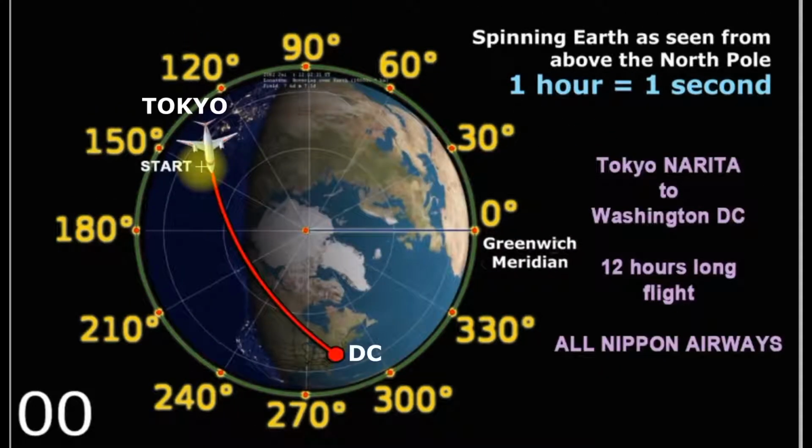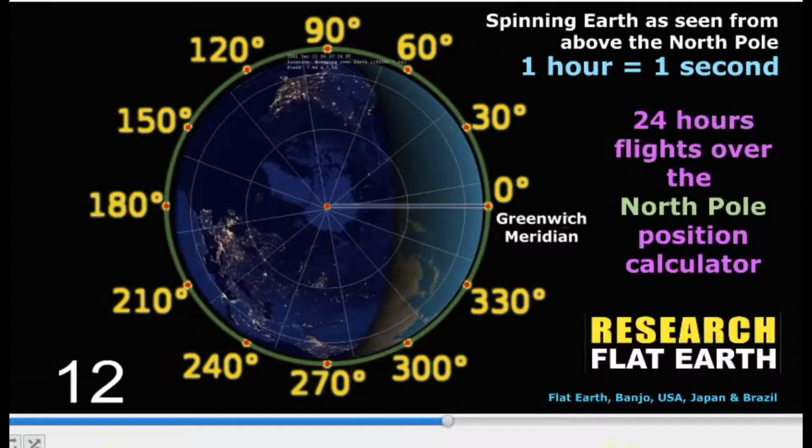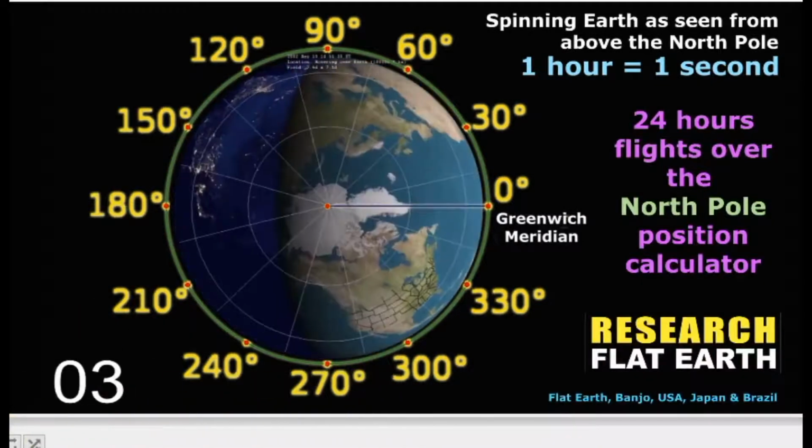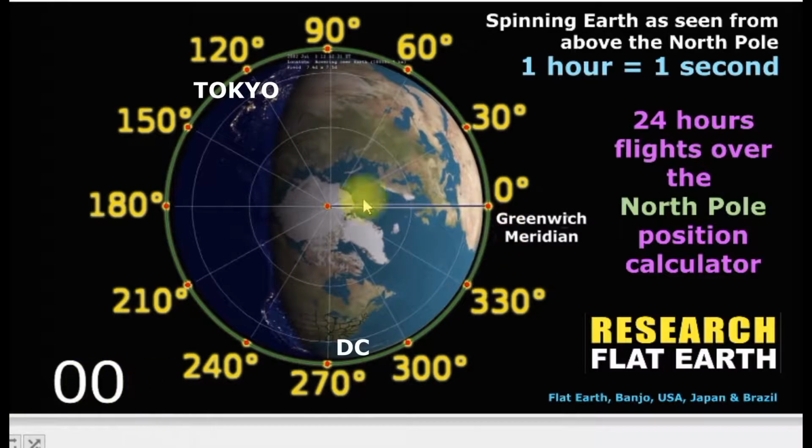We are now looking at the flight back from Tokyo Narita to Washington DC, a 12 hour long flight on All Nippon Airways. Here is Tokyo, here is DC. Let's go to our timer. Set the timer again to 0. Everything looks good right here. Prime Meridian. We have DC right here, Tokyo. Remember, this flight is now going from Tokyo to DC while the Earth is rotating. So we start the timer at the moment the plane takes off towards DC. Let's do it.